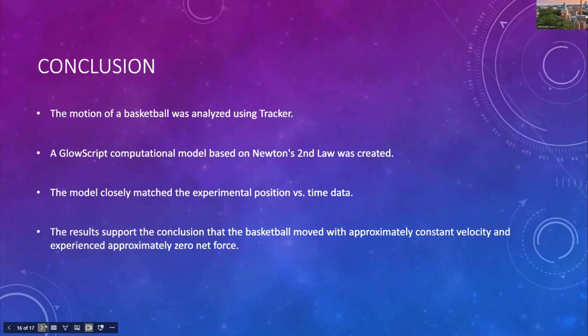In conclusion, we analyzed the motion of a basketball using Tracker, made a computational model in GlowScript using Newton's second law, and we found that the model closely matched the experimental position versus time data. And these results support that the ball moved with approximately constant velocity and experienced approximately 0 net force.